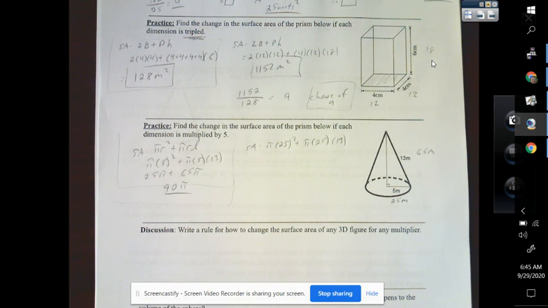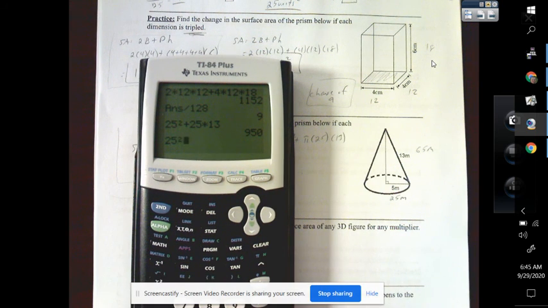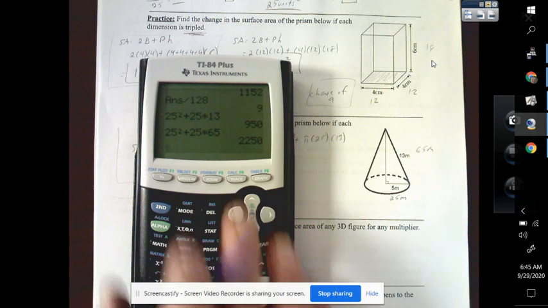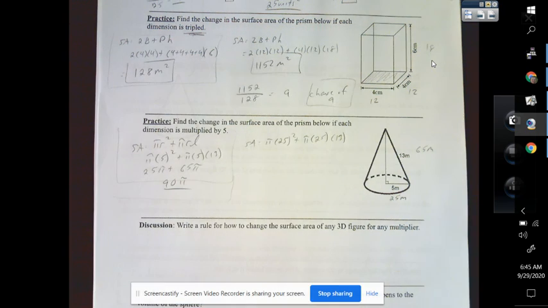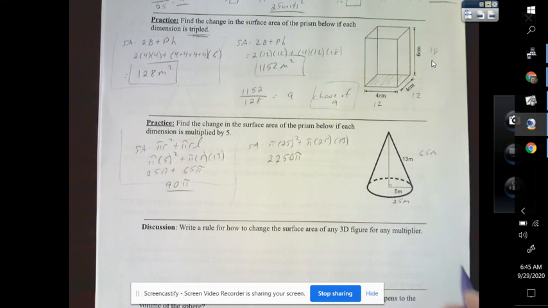My apologies. I knew something was a little bit off. 25 squared plus 25 times 65. Make sure you pick the right numbers. That's better. 2,250 pi. So same idea, guys.